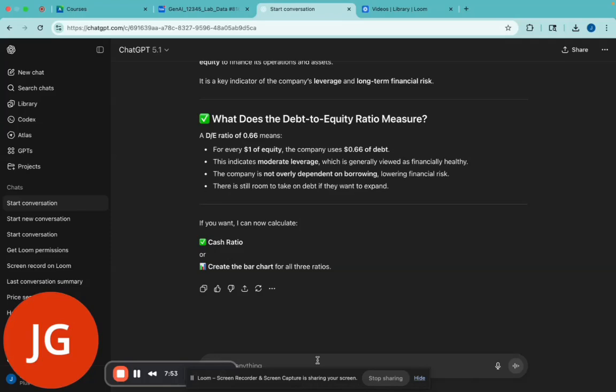Next, let's use the fifth prompt, which is: calculate the cash ratio, provide the formula, tell me if this ratio is a liquidity or solvency ratio, and provide the definition of a cash ratio and what it measures. So I'm going to type this in here in the bar.